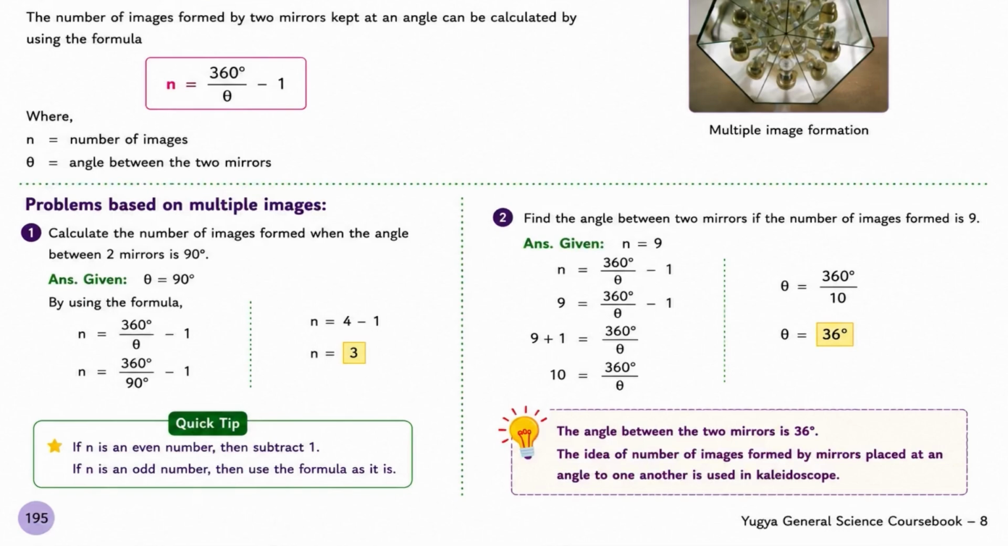So children, today we learned that when two plane mirrors are placed at an angle, multiple images can be formed. We also learned how to calculate the number of images using a simple formula. And in the next video, we will learn how these multiple reflections are used in a beautiful optical toy called a kaleidoscope. So stay tuned for the next video.